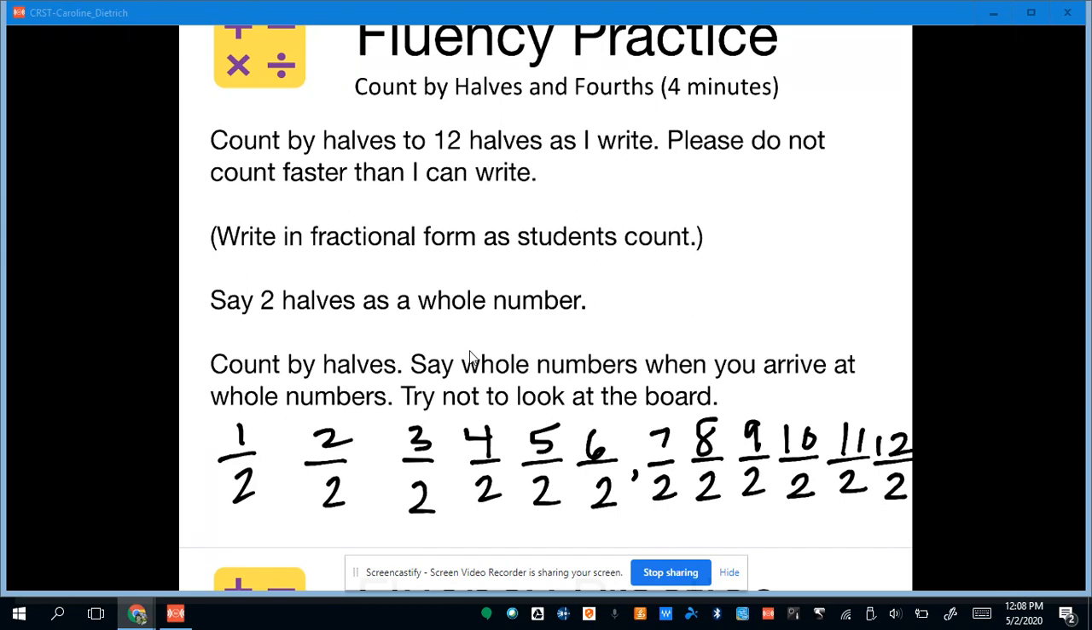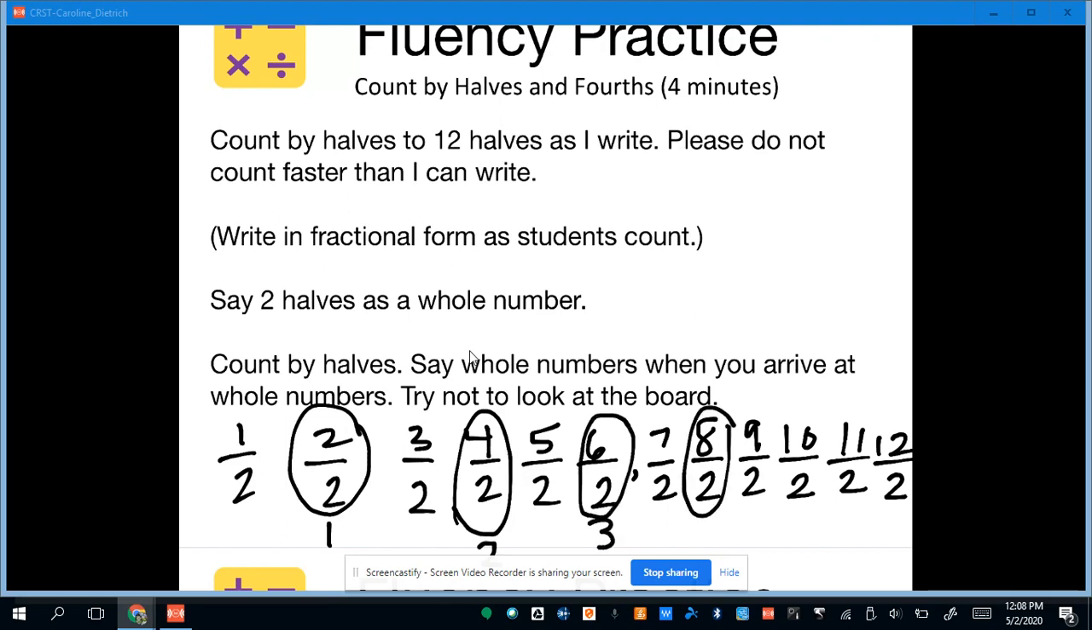Okay, now let's look at 2 halves. 2 halves is the same as 1. 4 halves is the same as 2. 6 halves is the same as 3. 8 halves is 4. 10 halves is 5. And 12 halves is 6.